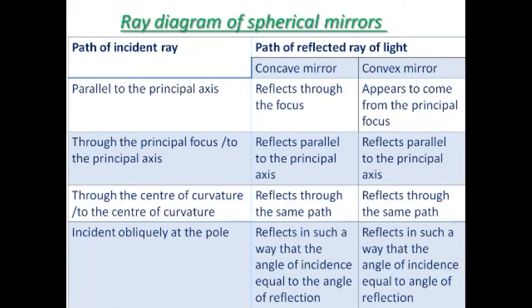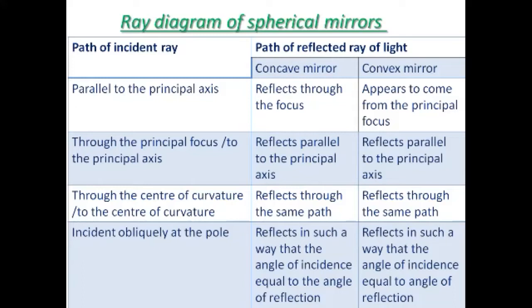So, the path of the incident ray parallel to the principal axis, we are discussing through this figure. The ray of light is parallel to the principal axis. Path of reflected ray of light in concave mirror reflects through the focus. In convex mirror, it appears to come from the principal focus. And next, through the principal focus or to the principal axis.